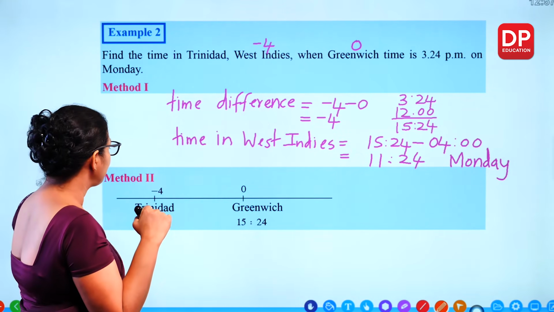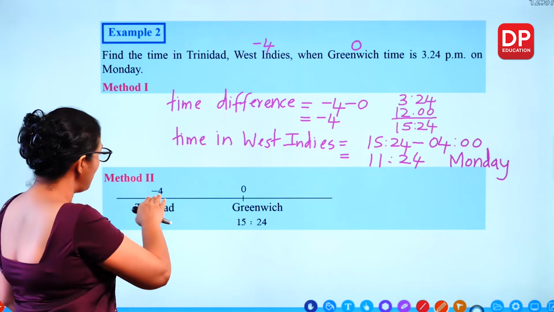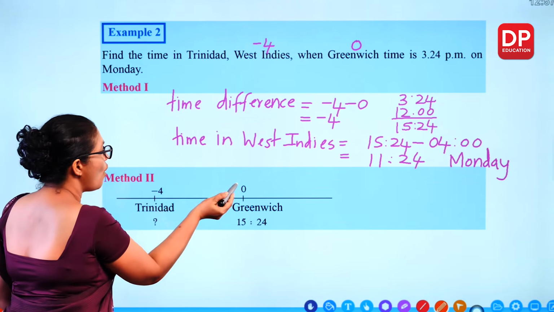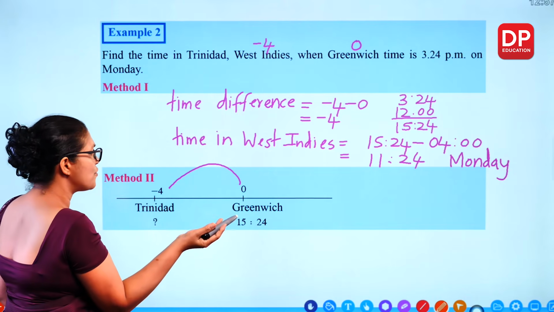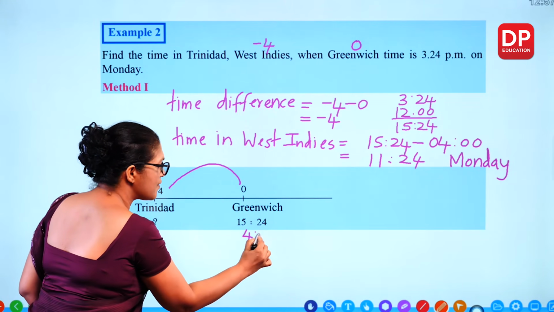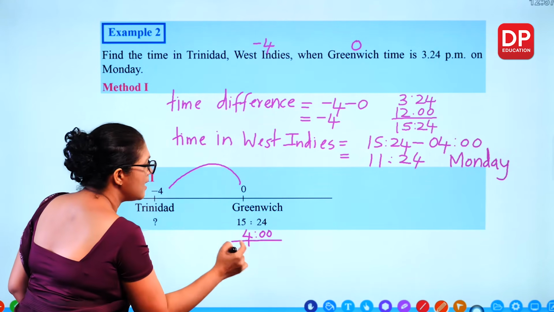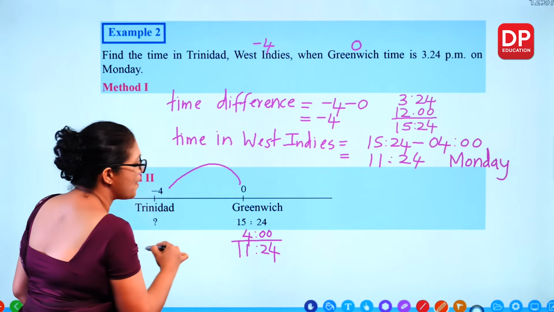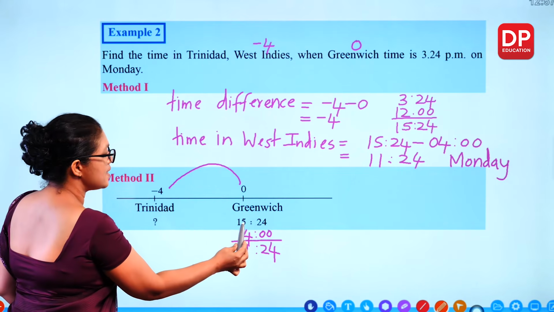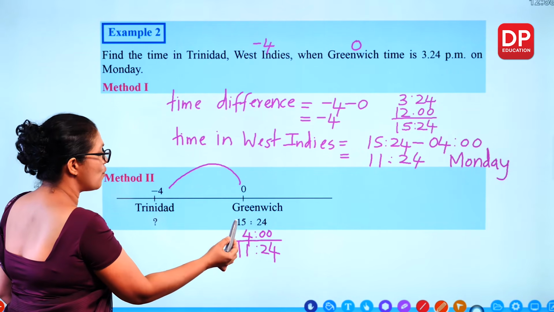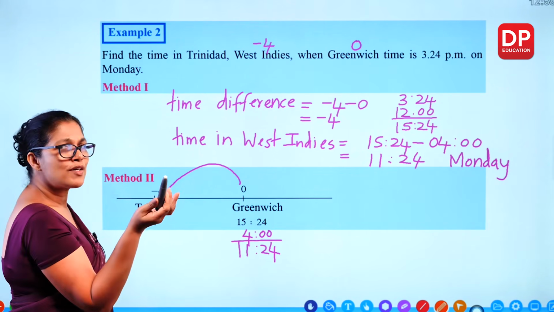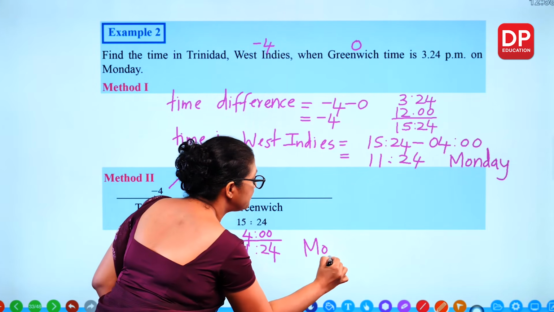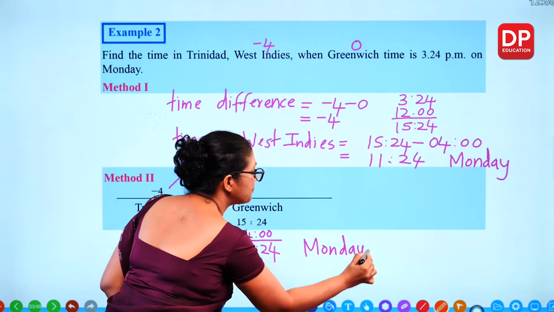11:24 hours. Now what's the other method? When you draw the line 0, Greenwich time is this, that's 15:24. Minus 4 means you just subtract 4 there. So this method is really easier than the other method. When you have the diagram, you can easily subtract and get the value. So this is 3:24 p.m., 4 hours before is the same day. So Monday, same day.